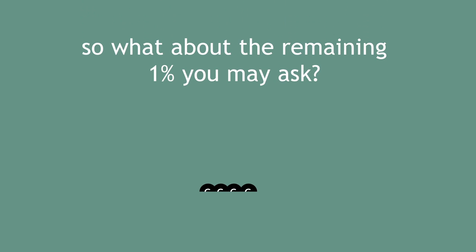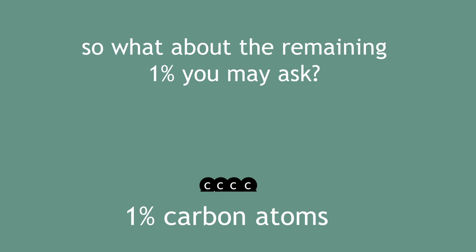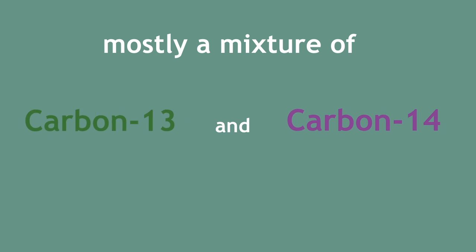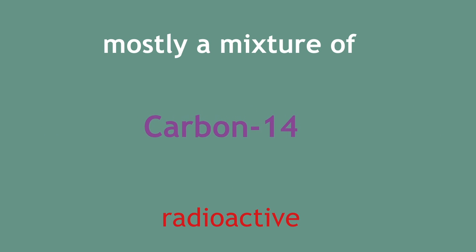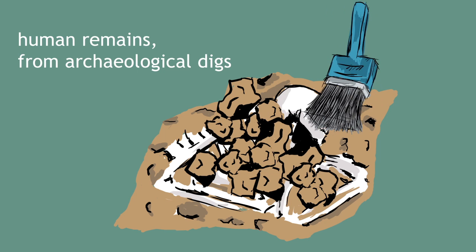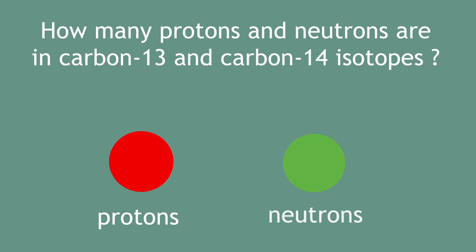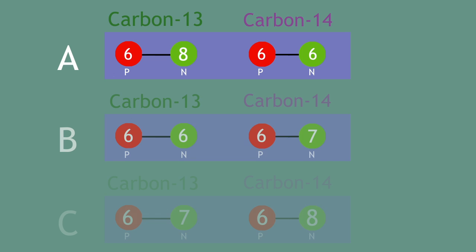So what about the remaining 1%, you may ask? It's mostly a mixture of carbon-13 isotopes and carbon-14 isotopes. These are radioactive. They are used to date objects, including human remains from archaeological digs. How many protons and neutrons do you think the carbon-13 and carbon-14 isotopes have respectively? Pause, think, and select from one of the following options.